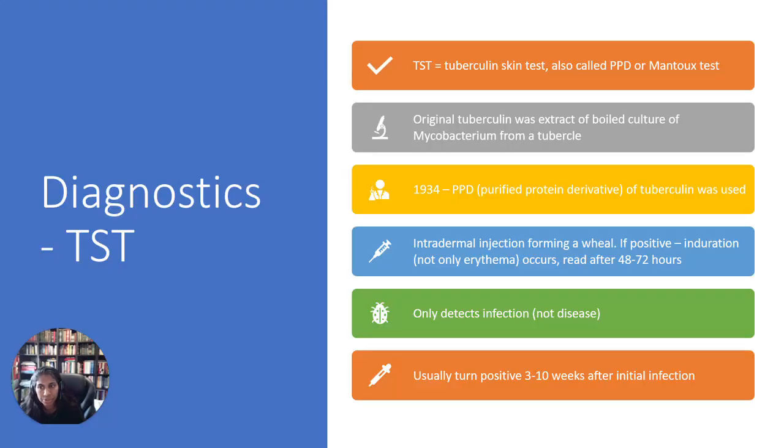So when we're talking about TB diagnostics for latent TB infection, the tuberculin skin test, also called the PPD or the Mantoux test, is used. This is when an intradermal injection is performed forming a wheal, and then the person comes back about 48 to 72 hours later, and we read the area of induration, the diameter. This test is only useful for detecting TB infection, not disease, and because it relies on the T cell response, it usually takes about 3 to 10 weeks after the initial infection to turn positive.